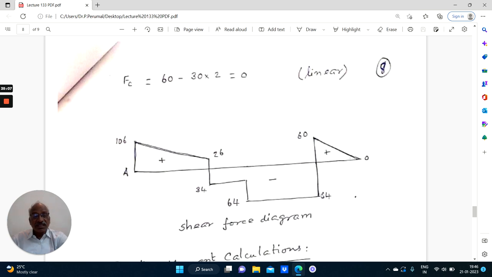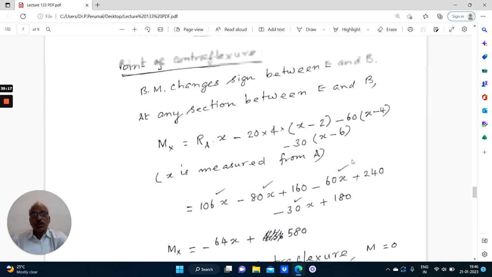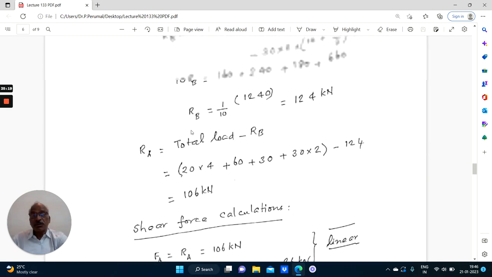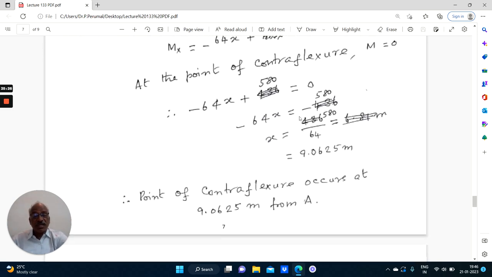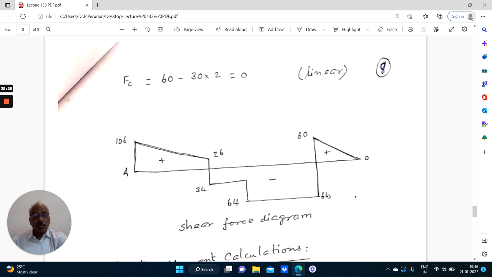Now here the reaction is 124. 64 plus 60, 124. So that also can be marked, and then this shear force diagram can be drawn because we know that RB equal to 124 kilonewton. 124 up, you have to mark from here. From here, you have to mark 124 up and then draw the shear force diagram for the right hand side.